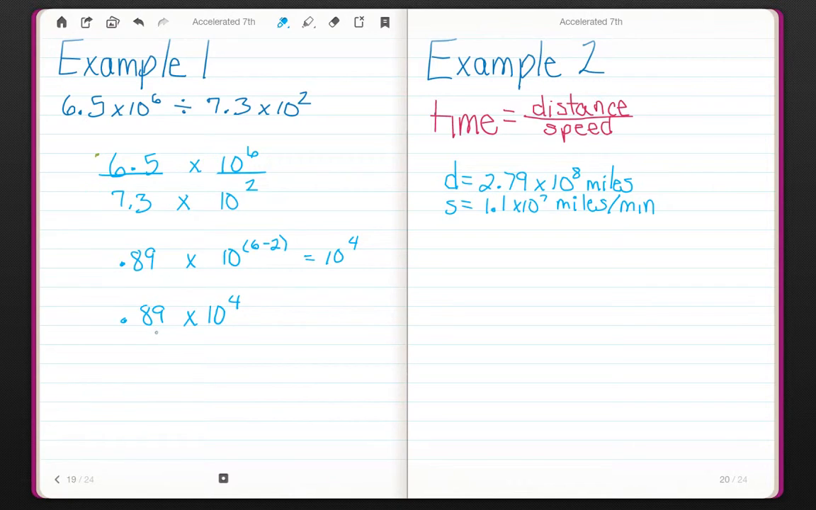However, 0.89 is less than 1, and we all know that writing in scientific notation, my number needs to be equal or greater than 1, but less than 10. So I'm going to move the decimal 1 place to the right, which means I'm going to subtract 1 from my exponent. So my final answer is 8.9 times 10 to the third.